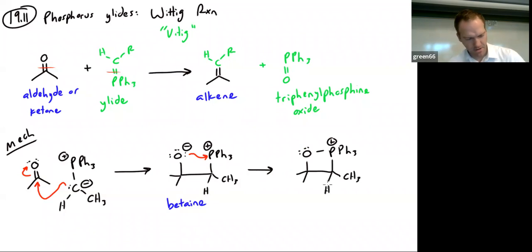I'm going to keep labeling these two things just to keep an eye on them. This molecule has its own special name. No, you don't. You sure don't. This is called an oxaphosphatine. Guess if you need to know that name. You don't. Guess why I'm telling you. The MCAT.